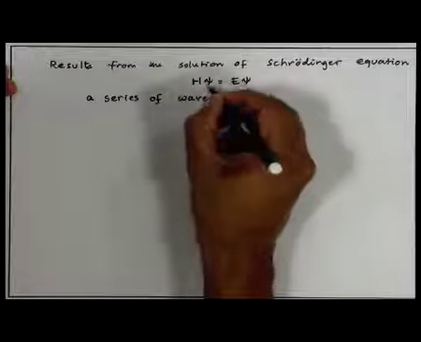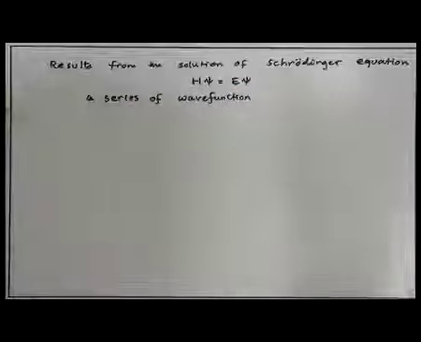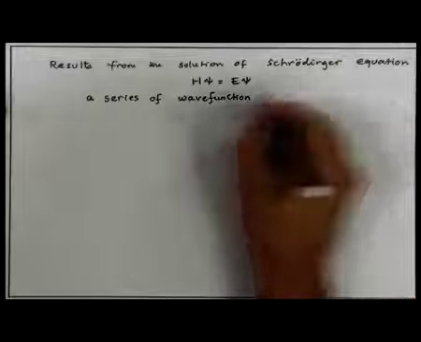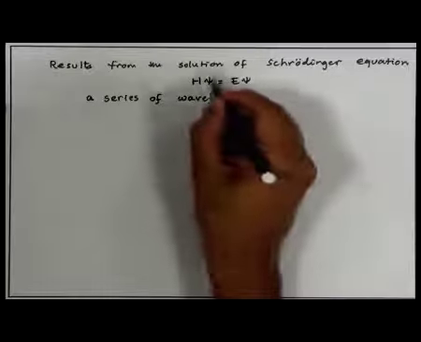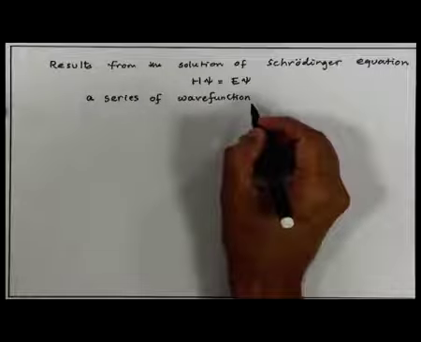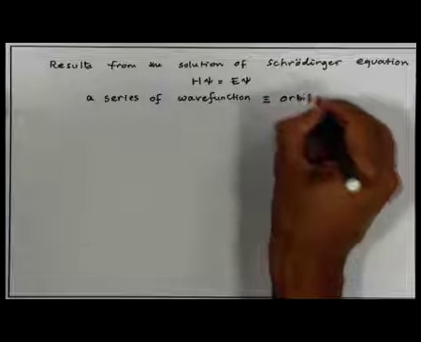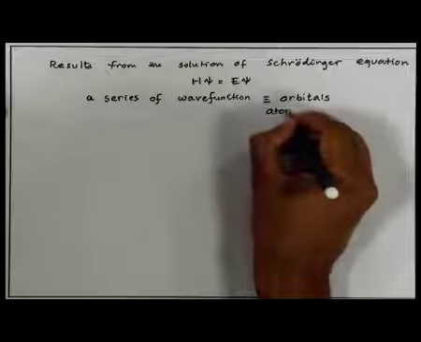Actually, we do not get one value of psi, we get quite a lot. It depends on how we did the calculations, but it forms the so-called complete set of wave functions. There are many wave functions available. So, we get a series of wave functions and we call them orbitals, or equivalently atomic orbitals.